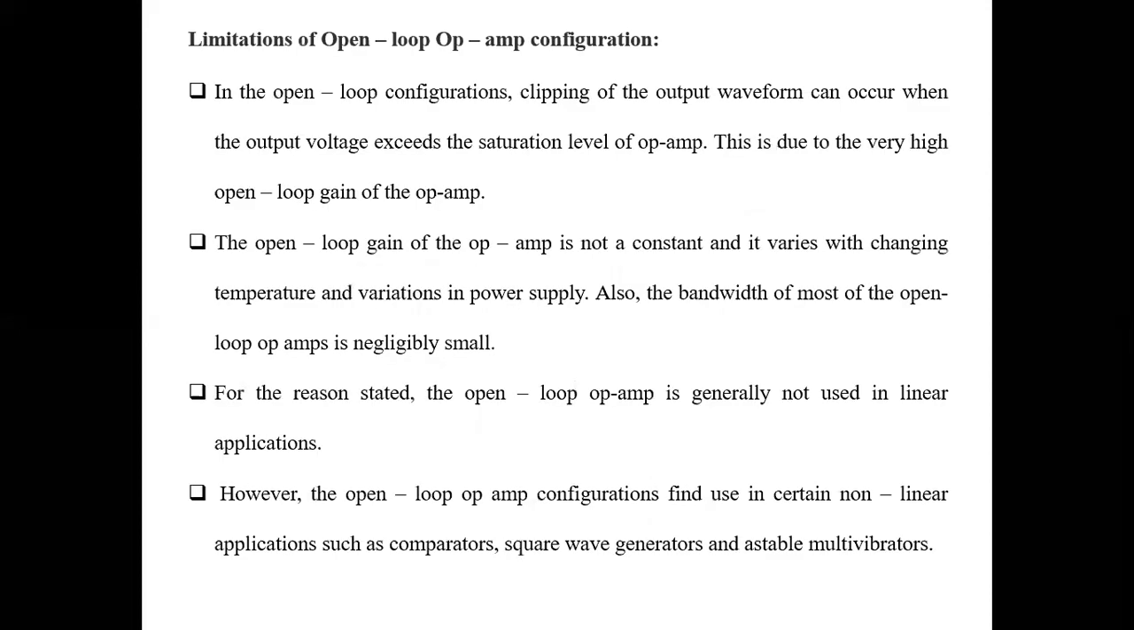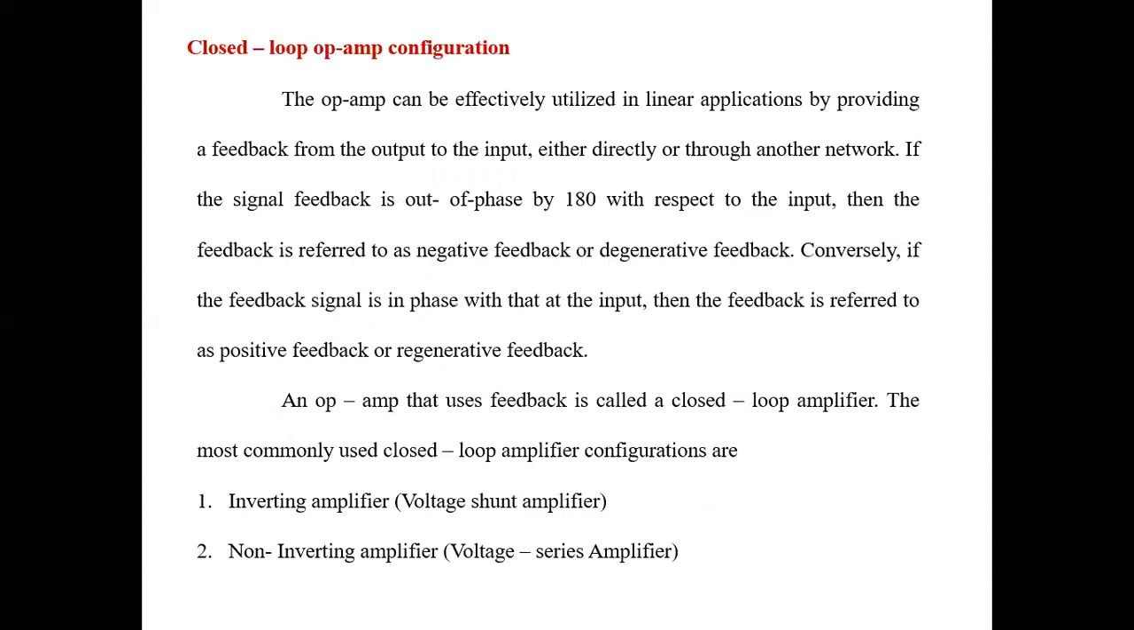So, limitations of open loop configuration. In open loop configuration, clipping of the output waveform can occur. Then the loop gain of the op-amp is not constant. Then the op-amp is generally not used in linear applications. Okay, this is used in non-linear applications.